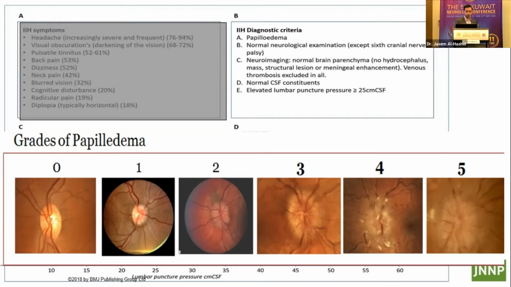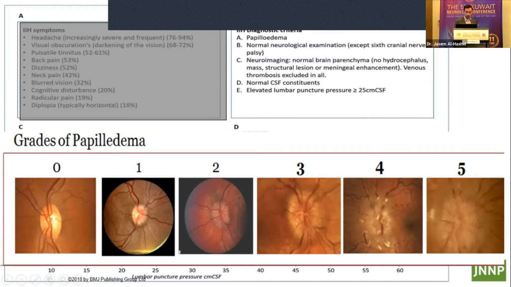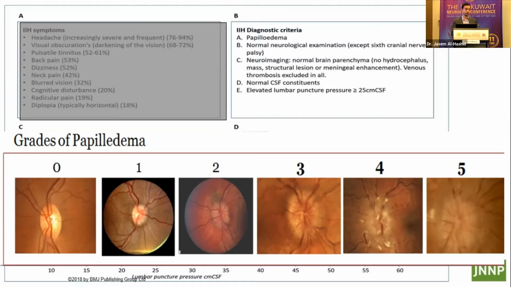This is just to remind you of the grades of papilloedema: 1, 2, 3, 4, and 5, with obscuration of the vessels starting in grade 3. And just as a note, always make sure that you don't have a case of pseudopapilloedema, which we commonly see. If you're not sure, the patient should be examined by an ophthalmologist or a neuro-ophthalmologist. You can do an OCT and other tests.